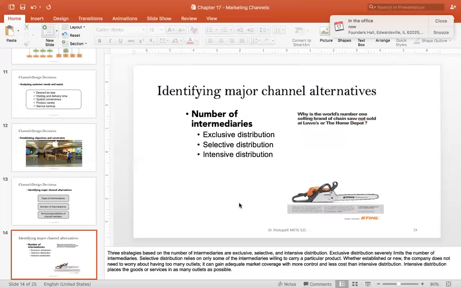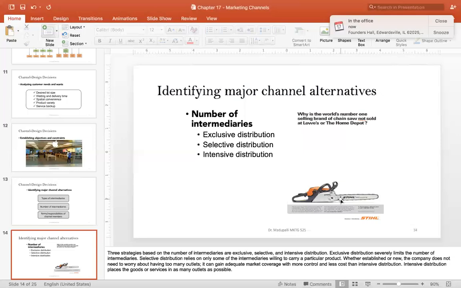So there are three primary types of distribution that are very, very famous. Exclusive distribution, where you limit the number of intermediaries, so you might have only one or two. This is especially prevalent in some cases, like an example the chapter shows: the number one selling brand of chainsaws is not sold in Lowe's and Home Depot, but is sold through online or one or so retailer. Likewise, Milwaukee tools might be sold in only a few suppliers, Home Depot and a few. So exclusive distribution, not everybody gets it.